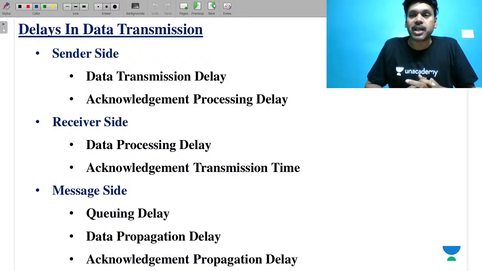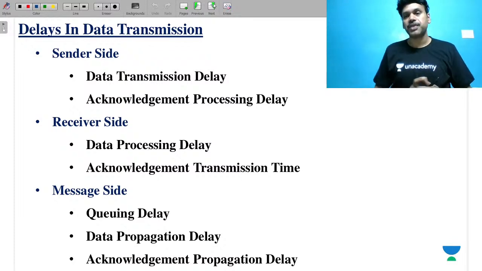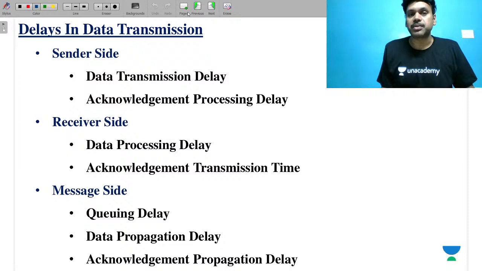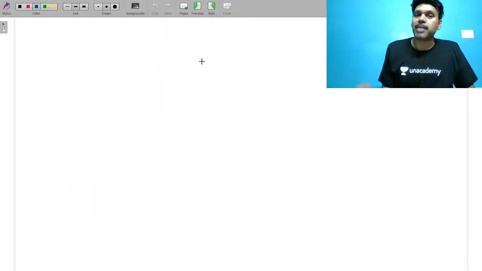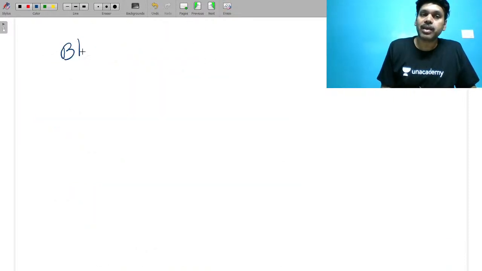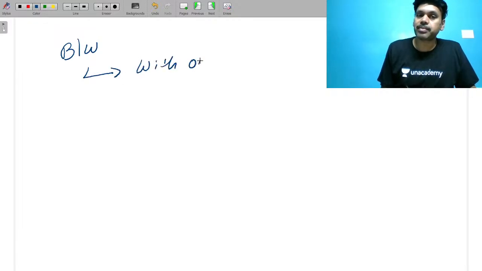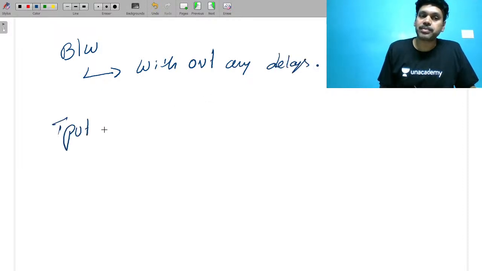You all know the concept called bandwidth. Actual transmission is called throughput, and in-principle transmission is called your bandwidth. Therefore, there is a lot of difference between your bandwidth and your throughput. When I say bandwidth, this is in principle without any delays. And when I say throughput, this consists of delays.